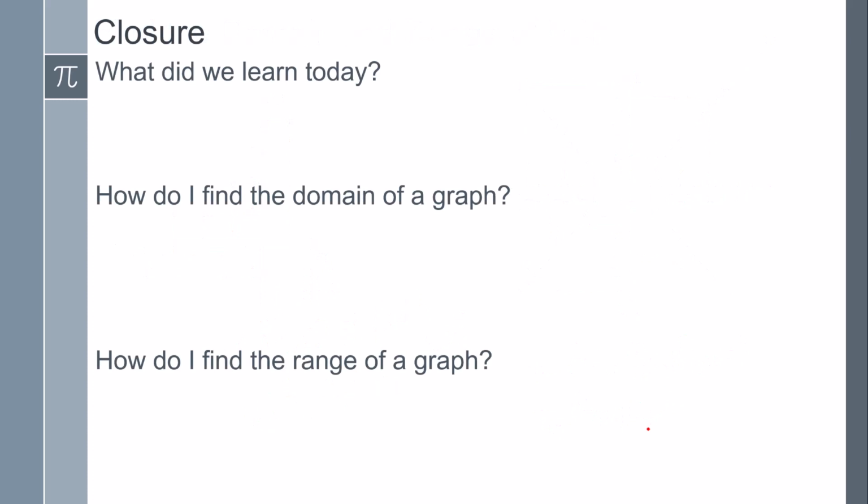So what did we learn today? We learned how to find the domain and range from a graph. How do we find the domain of the graph? We project onto the x-axis, and then we look at that number line to determine what the set of numbers is going to be. And how do we find the range of a graph? We project onto the y-axis, and then we do it the same way we did with the x. We look at the number line that's created, and we just write the set of those values.